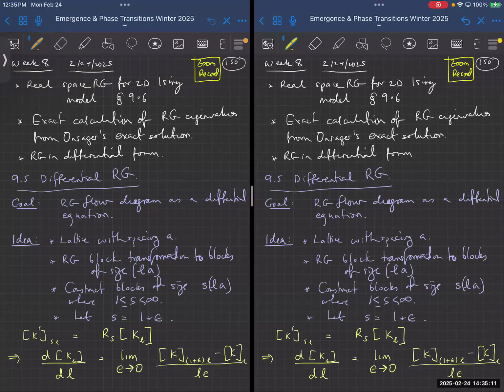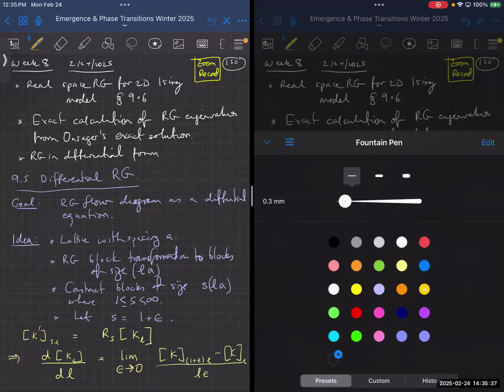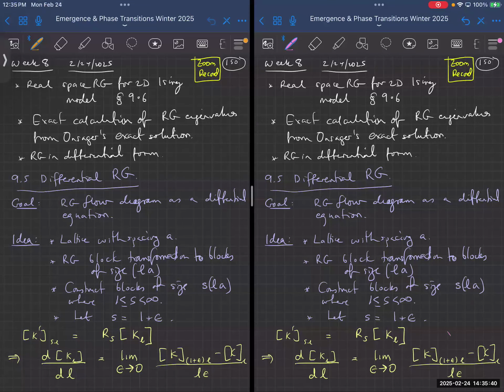So the basic idea is we start with a lattice with spacing A, where we do a renormalization group transformation to block size of L times A, and then we construct blocks of size S times LA, where S is some number between 1 and infinity, and then eventually we let S become 1 plus epsilon. So here's what you get if you do that. At the bottom right, I'm showing you the renormalization group transformation after I've done a transformation by L and then now make a transformation by a factor of S.